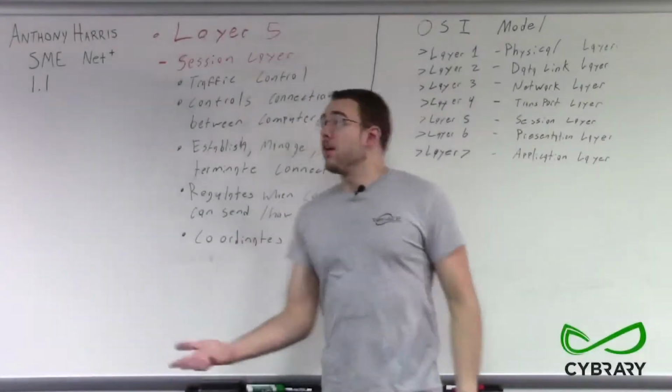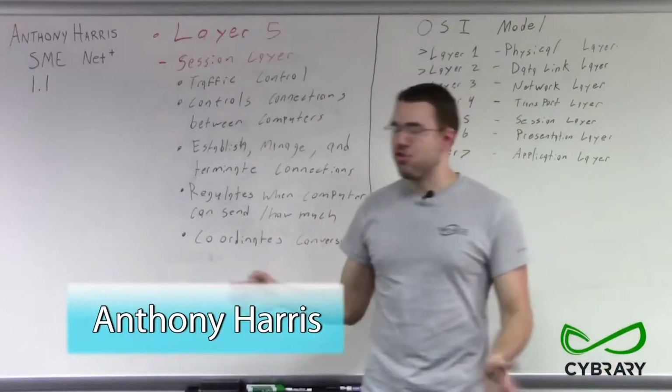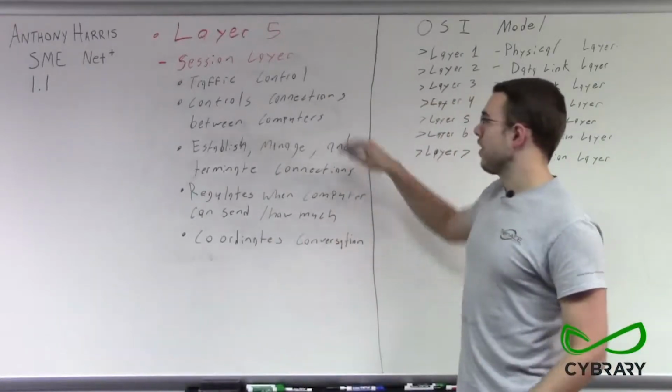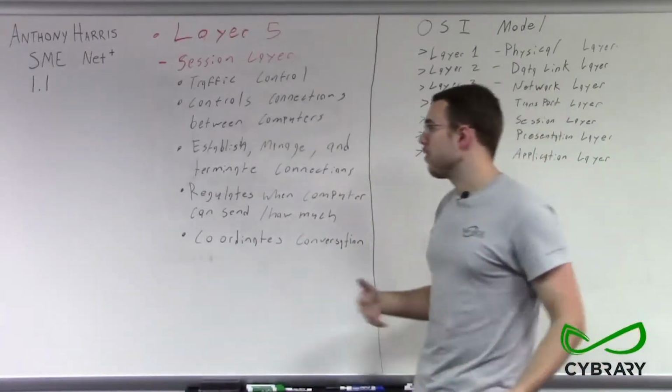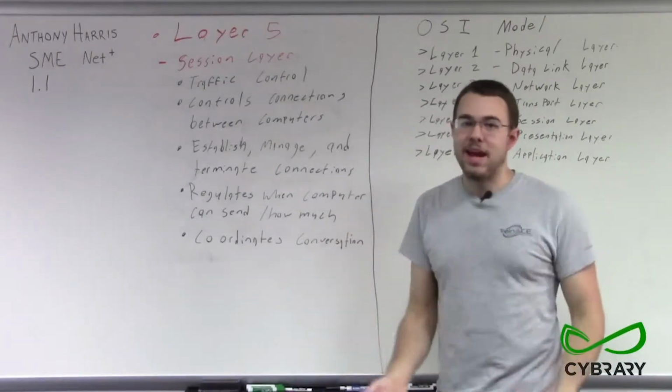Next we have our layer 5. Now our layer 5 is our session layer, and this is going to be our traffic control layer. Our layer 5 is going to control the connections between our computers, and it's going to be the layer that establishes, manages, and terminates connections.